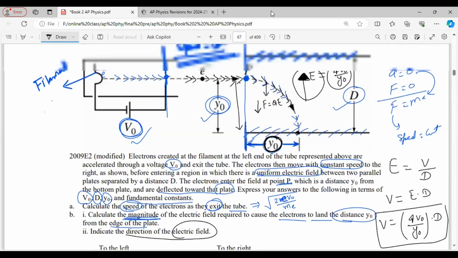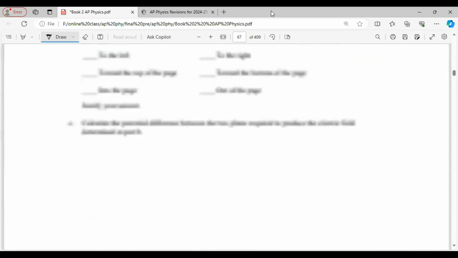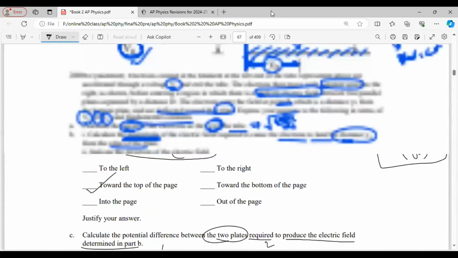So students, we have completed this question. I think there is no more question. Yes, so we have completed this question.